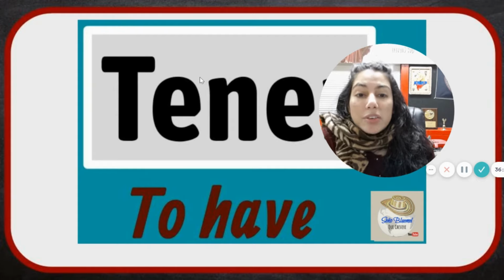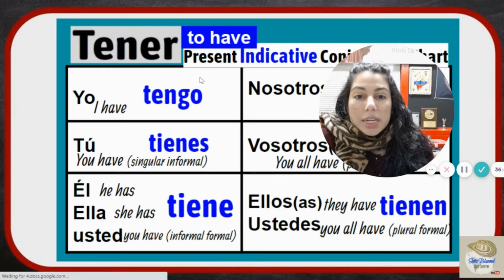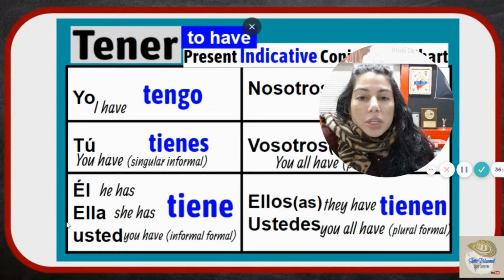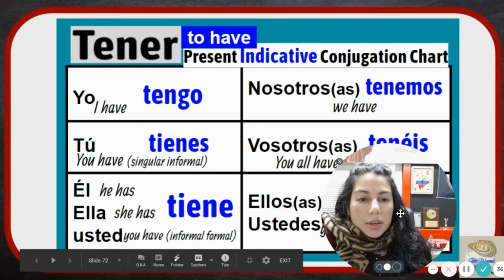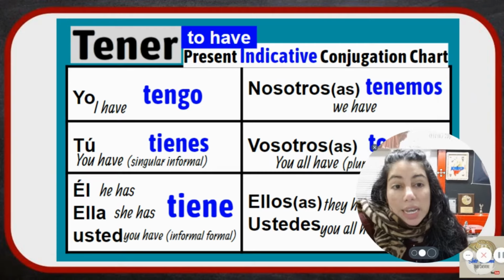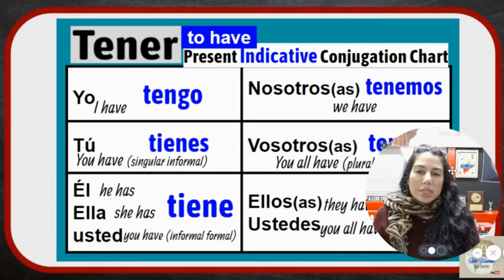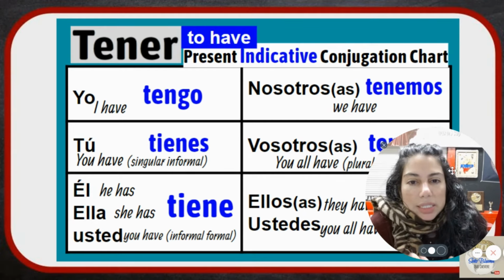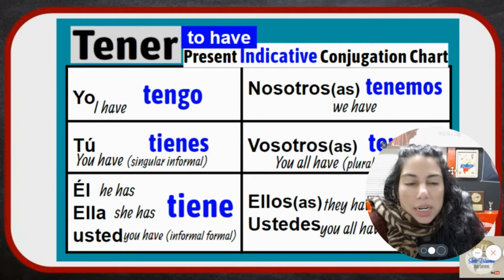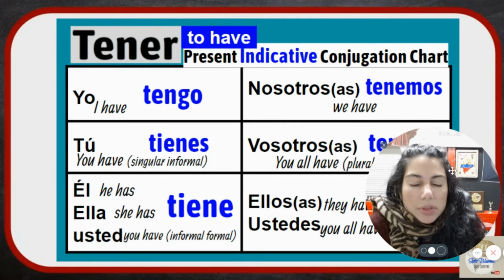Now let's talk about the verb tener. The verb tener, which means to have. So remember, all verbs in Spanish, just like in English, you conjugate them and they have a tense, right? If you're talking about it in the present, in the past, in the future. In this case, this is the conjugation chart for tener in the present tense or the present indicative.